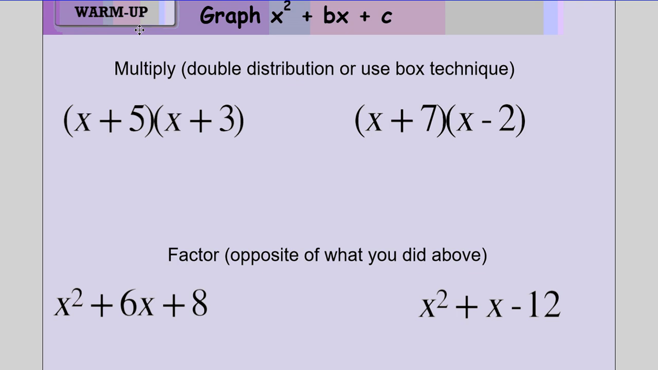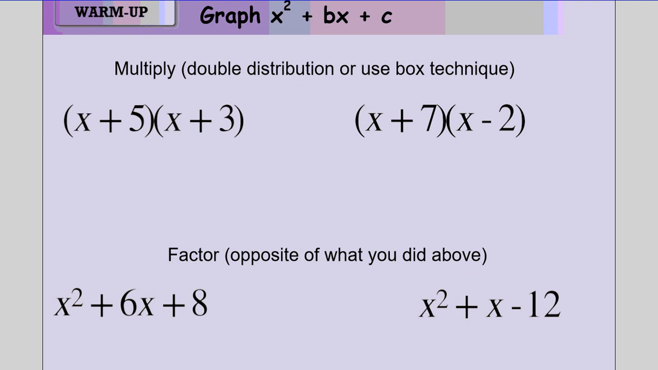The first two are on how you multiply. You can either do double distribution or use the box technique, the table. And then the second two are, can you do the opposite? Can you factor it? If I give it to you all expanded, can you put it back together into factored form? So pause the video now for maybe a minute or two. Try these questions as review. See what you remember. Unpause it once you want to see the answers.